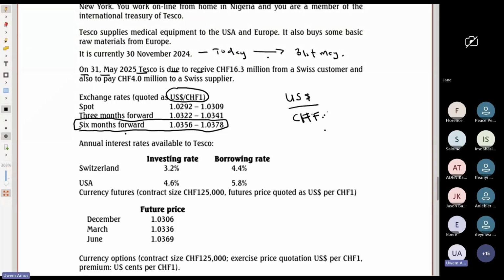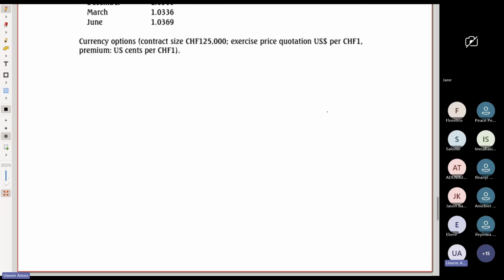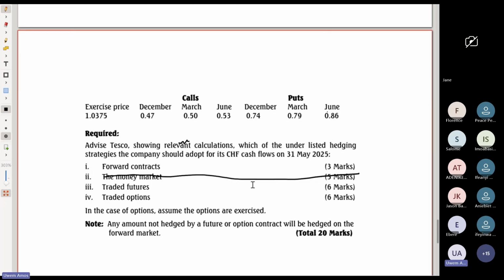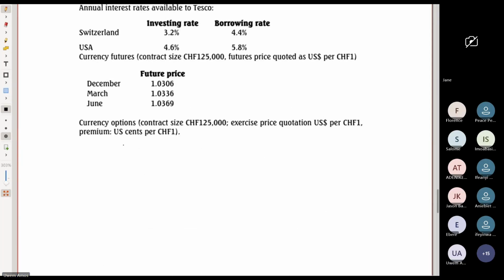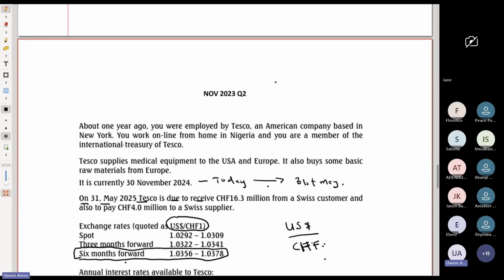So which of these currencies is our own local currency as a company doing this transaction, and which of these is foreign to us? We are doing this hedging or protection for Tesco. So wherever Tesco is based, that is our local currency. Where is Tesco based? Tesco is an American company. So the US dollar is our own local currency because we're in America.